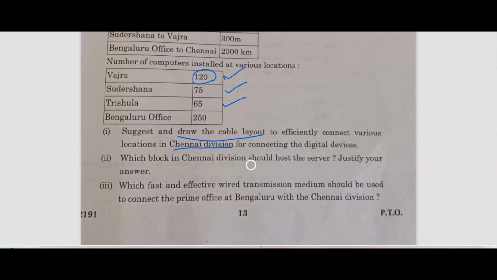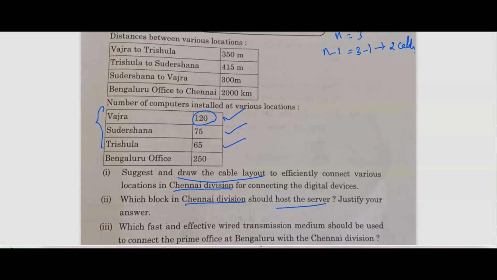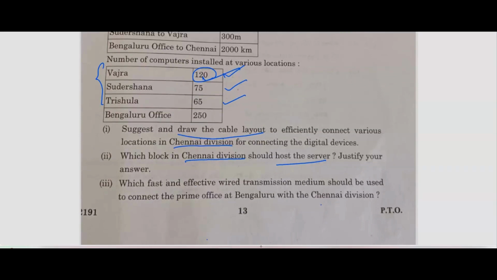Which block in Chennai division should host the server? Justify your answer. So under the Chennai division, where is the server to be installed? These are the Chennai divisions: Vajra, Sudarshana and Trishula. The server should be installed where there is a maximum number of computers, which is Vajra, with 120 computers. So you can answer Vajra, as it has the maximum number of computers. You should justify your answer also, like this: as it has the maximum number of computers. Hope you all understand.